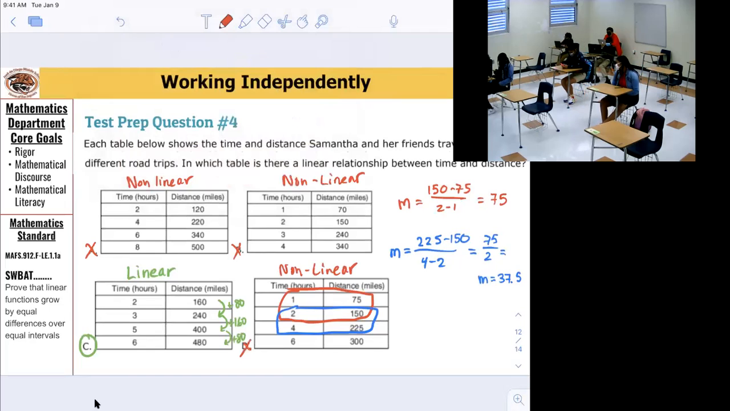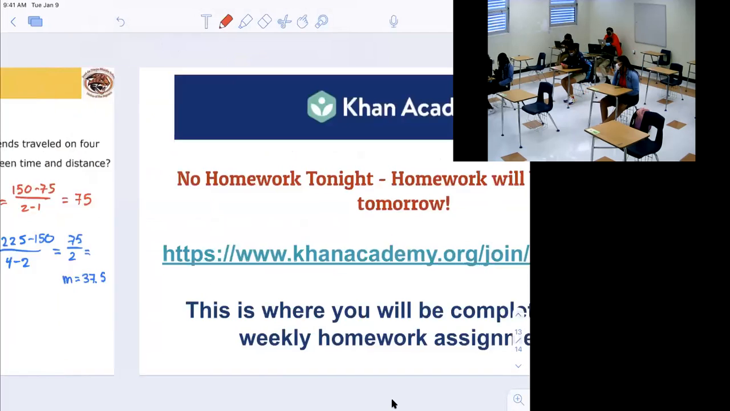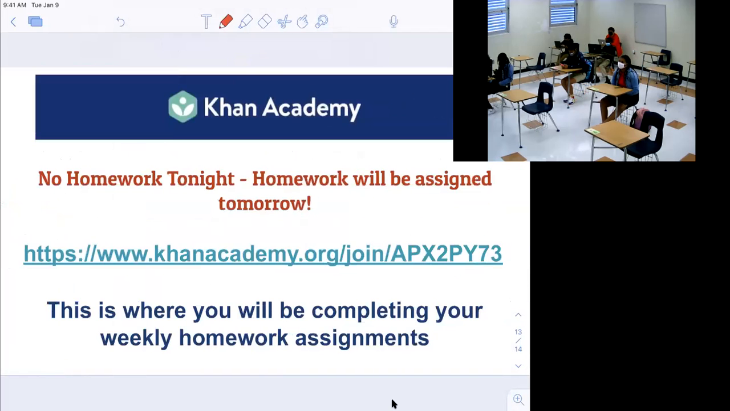All right, guys. Do we have homework? Good question. So there is no homework tonight, but I will be assigning homework tomorrow. Okay, so for tonight, there's nothing, but just be aware that you will be getting homework tomorrow.